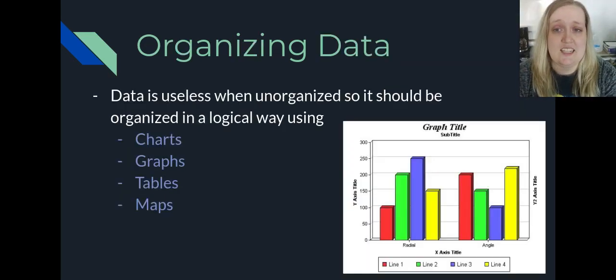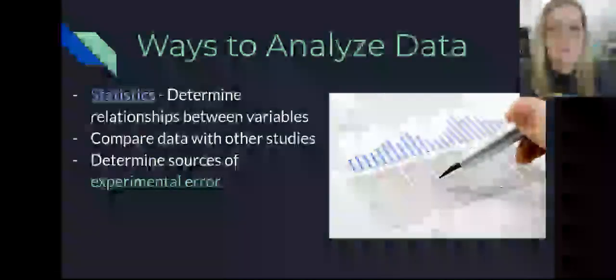Next one is organizing data. Data is useless when it's unorganized. So you can't read it, you can't understand it, so you have to organize your data in order to make a logical analysis of it. The ways to organize data include charts, graphs, tables, and even maps.